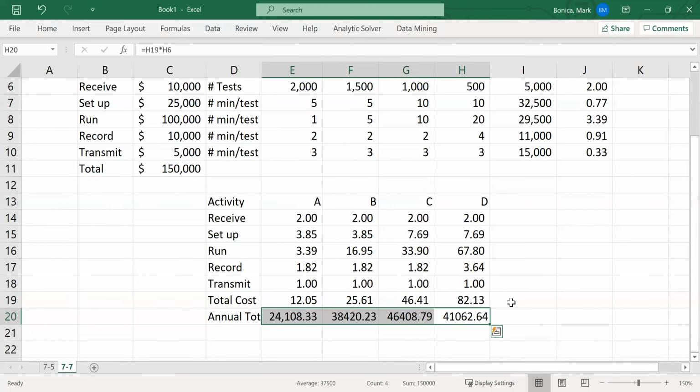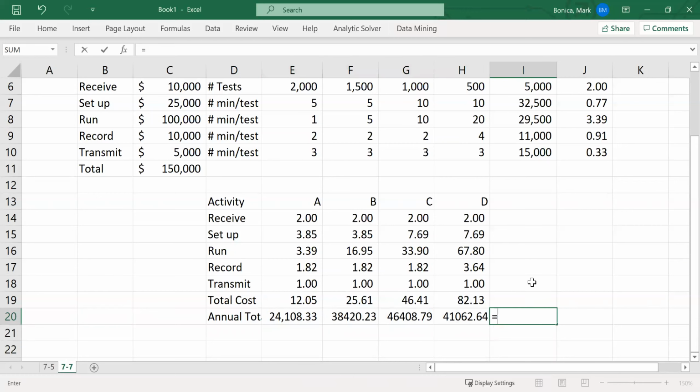So, if we add all those together and they add up to 150,000, then we'll have done it right, and yay. So that's the sum. This is the sum of all four annual totals, and it comes out to 150,000. So that means that our allocation was done correctly.